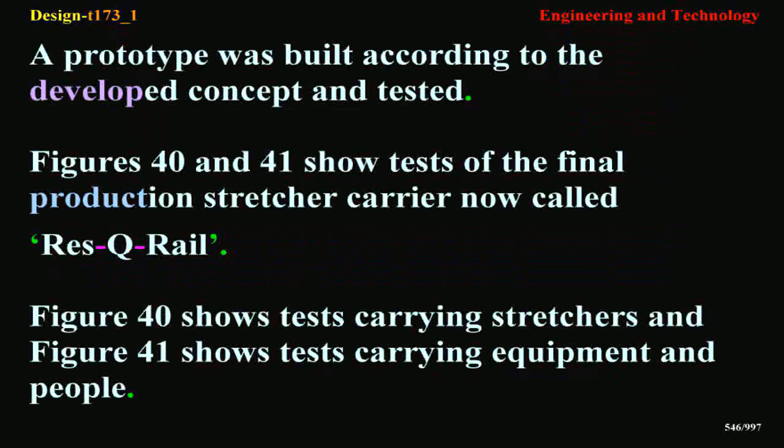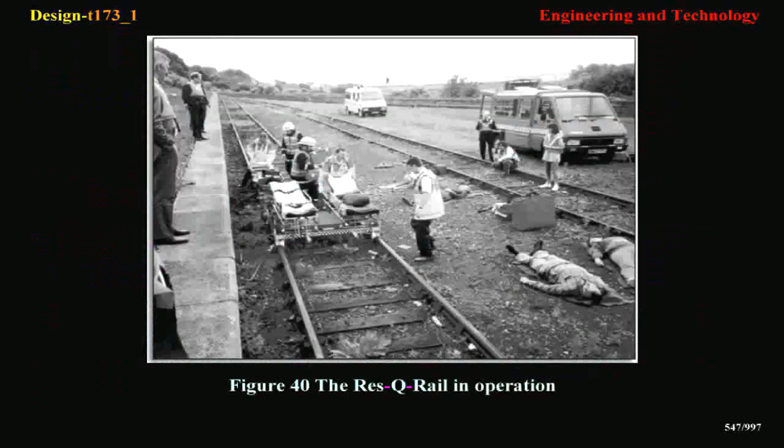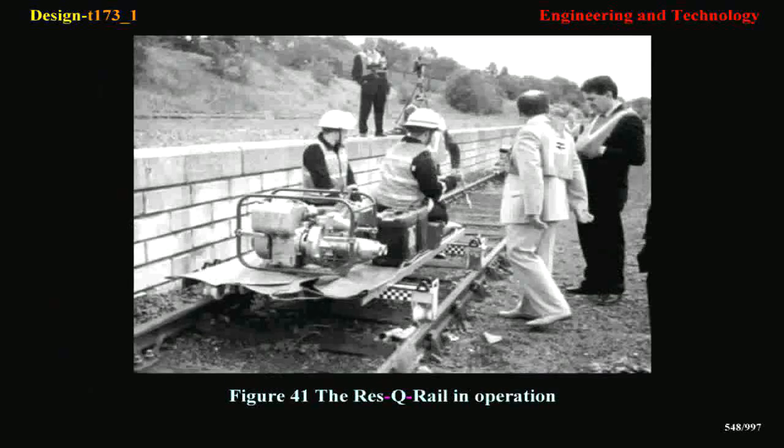A prototype was built according to the developed concept and tested. Figures 40 and 41 show tests of the final production stretcher carrier, now called Rescue Rail. Figure 40 shows tests carrying stretchers and Figure 41 shows tests carrying equipment and people. Figure 40, the Rescue Rail in operation. Figure 41, the Rescue Rail in operation.